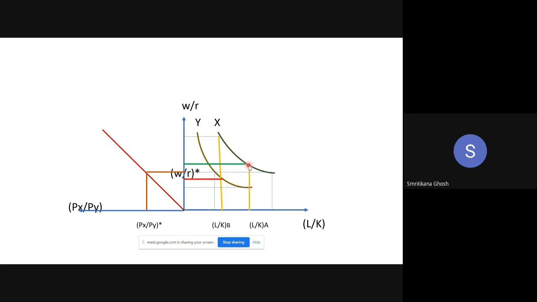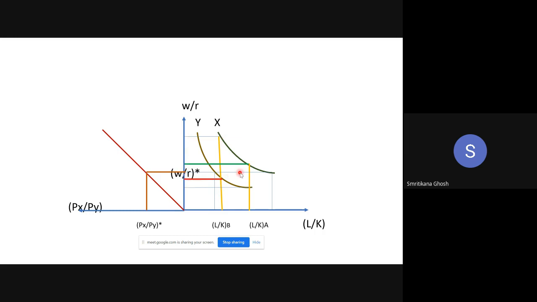Now, given this, you can see, just go through my cursor, then you can understand. For country A, the wage rental ratio should vary within this green line and this faded blue line, right? So this is the range of wage rental ratio for country A. Similarly, for country B, the wage rental ratio is within this faded green blue line and the dark red line. So this is the available wage rental ratio for country B, right?